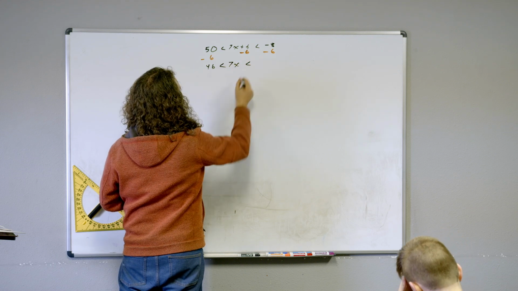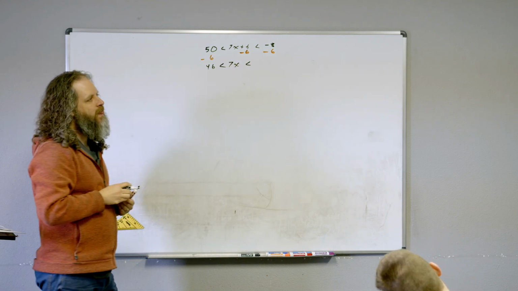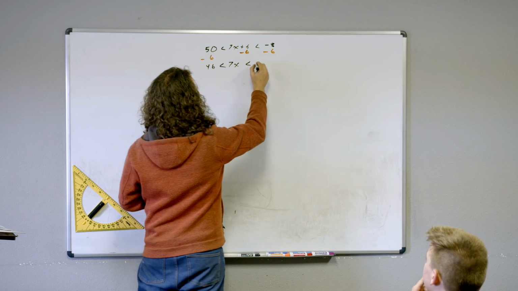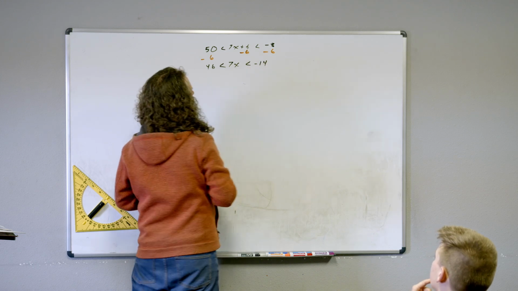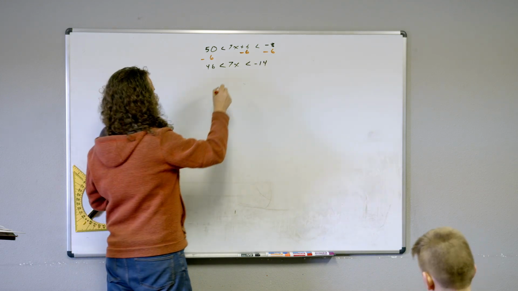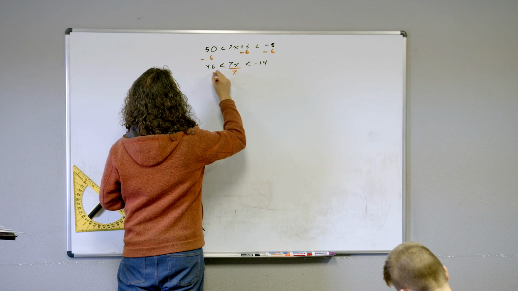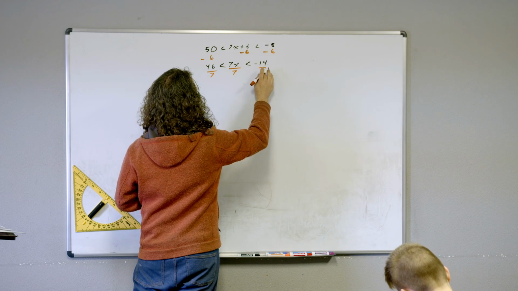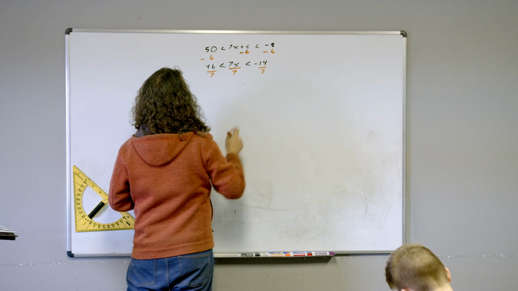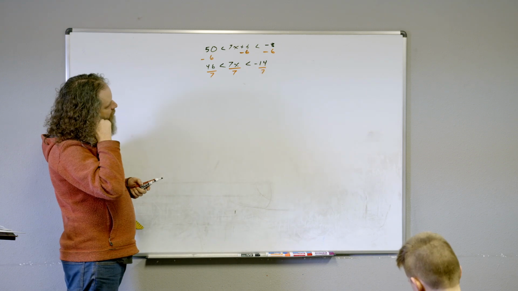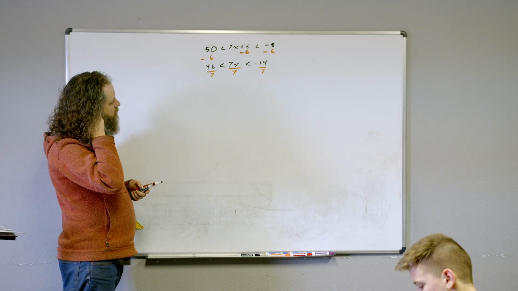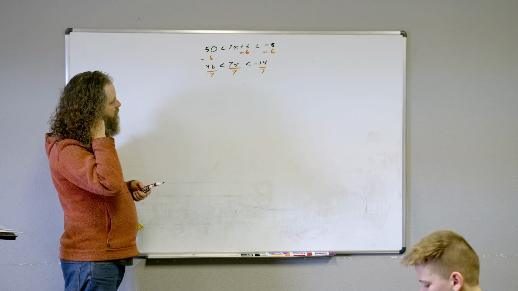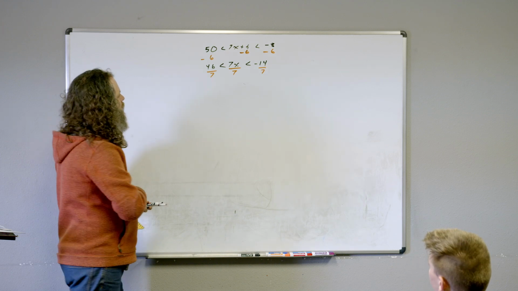7x is less than, what is negative 8 minus 6? Negative 14. Now what? Divide 7 on all the places. What's 46 divided by 7? Well, isn't it 44? Yeah, that makes more sense.